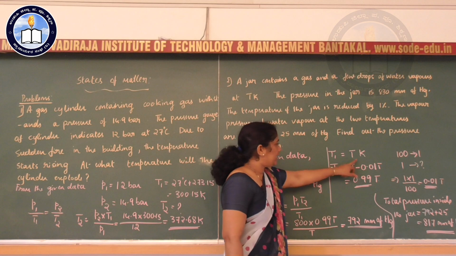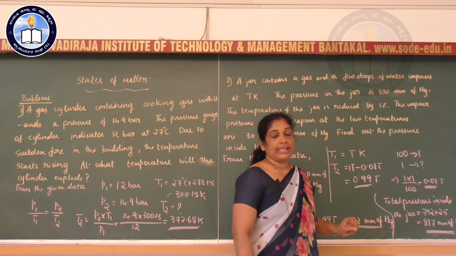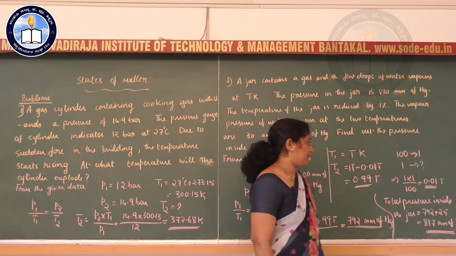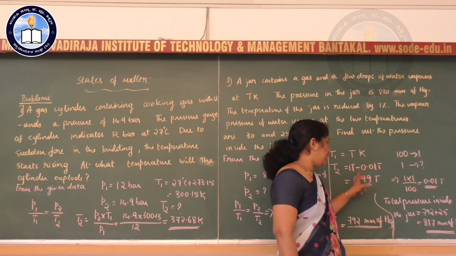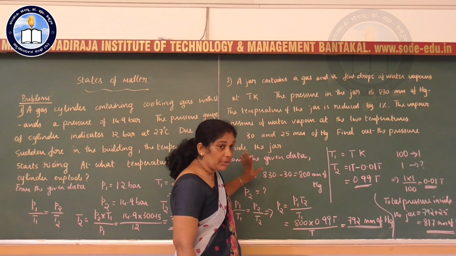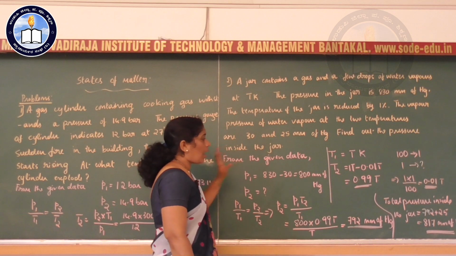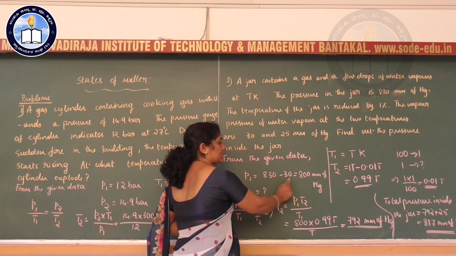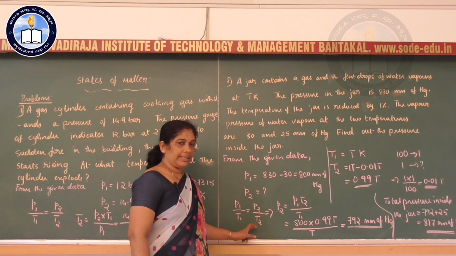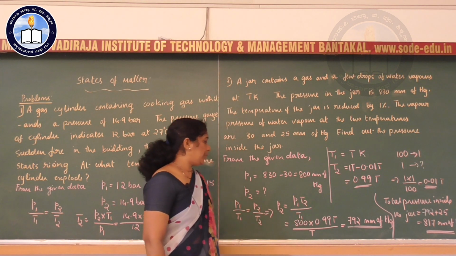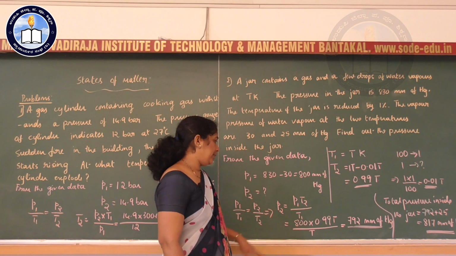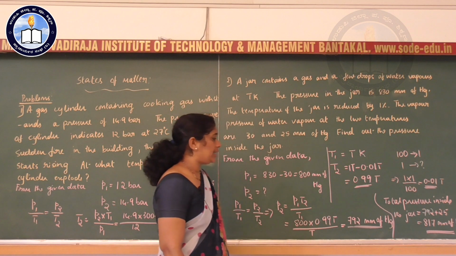Initial temperature is T Kelvin, but it is reduced by 1%. 1% in 100. Now we take 1 T Kelvin, so 1 into 1 divided by 100 is equal to 0.01 T. So T is equal to 1 T minus 0.01 T. Reduced, so it is equal to 0.99 T. Initial pressure P1 is 830, but not only due to gas, also due to vapor of water. So water vapor pressure is subtracted: 830 minus 30 is equal to 800 mm of Hg. P2 is equal to how much? The formula P1 by T1 is equal to P2 by T2. Applying, P2 is equal to P1 T2 divided by T1, that is 800 into 0.99 T divided by T. T1 means T, so T cancels, and we get the answer as 792 mm of Hg.